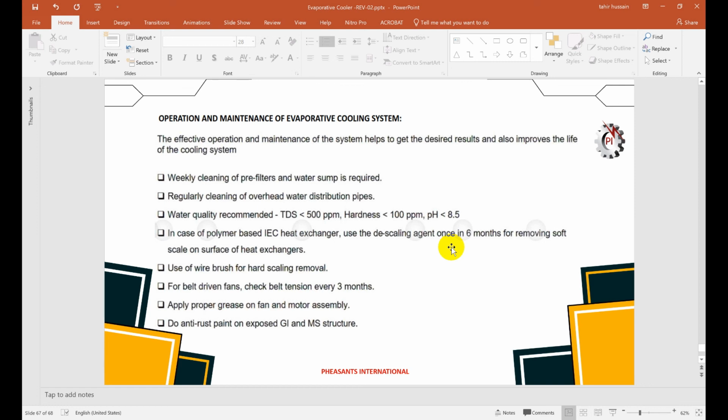So this is the last slide, and we discussed how to design, how to maintain, how we can keep the velocity, how to get the outlet temperature, how to design by airflow, by using the IDEC system.